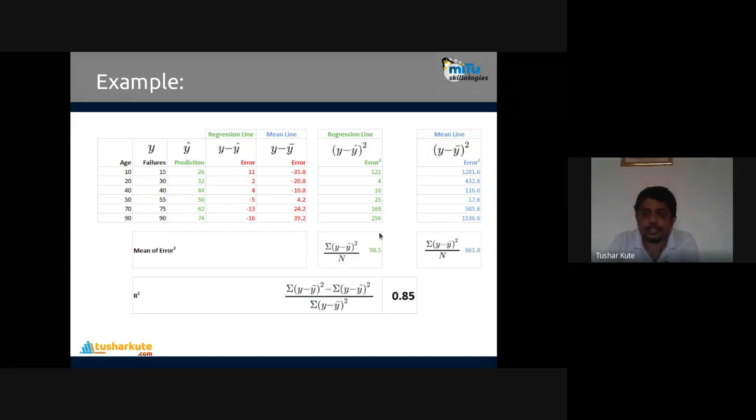The mean of the first regression line error is 98.5, which we have already seen, and the mean of the mean line, the center line, with their differences, their squares and their average, is 661.8. That average is very large there: 128, 1200, then 432, 116, 17, 585, 1536, and all of their average is 661 here. After that we will put these values into the R squared error. The R squared error is calculated by this method.